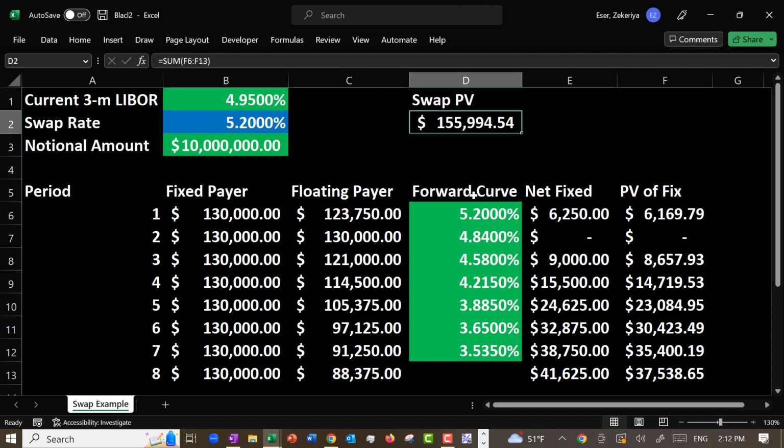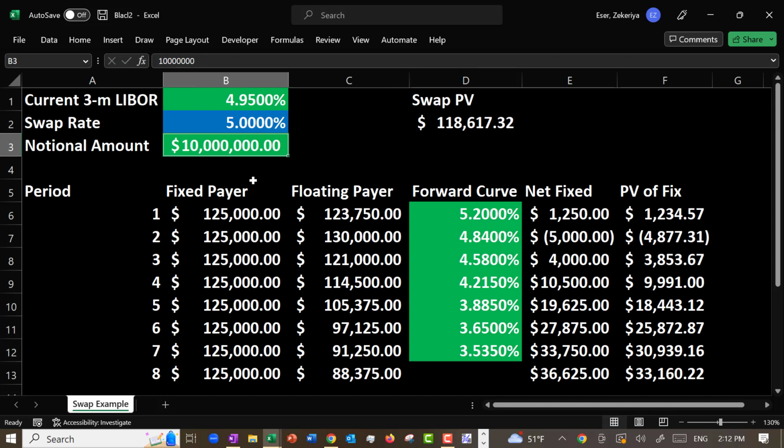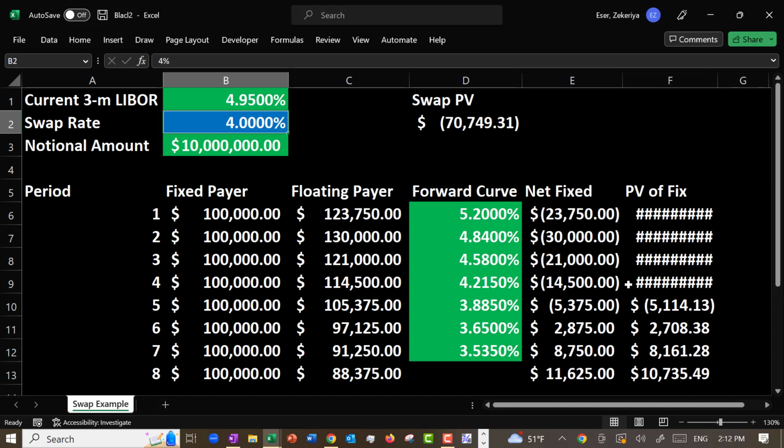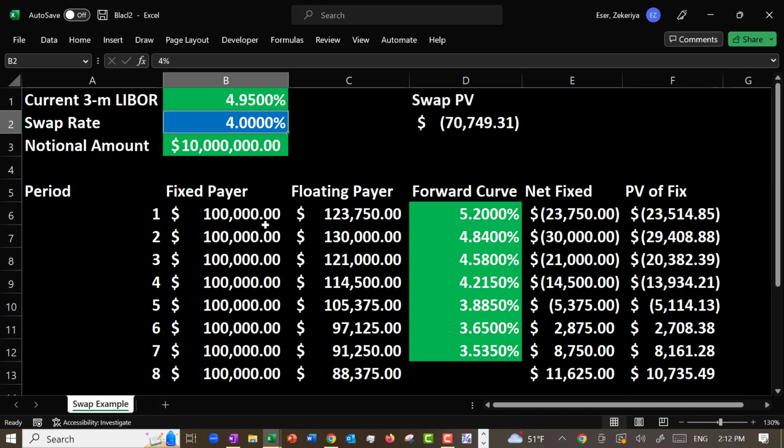About $156,000 in present value terms. That means swap rates should be lower. Let's do 5, 4. Well, 4 is too little because at 4, even though it's not always the case, net net, the fixed payer is happier, okay? Because they're paying, in present value terms, negative 70,000. Alternatively speaking, they're getting net 70,000 plus.